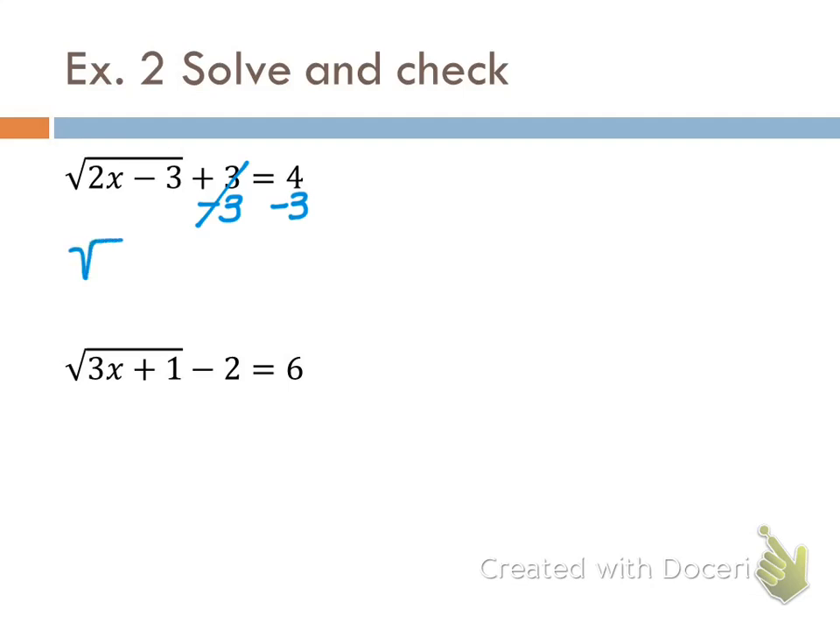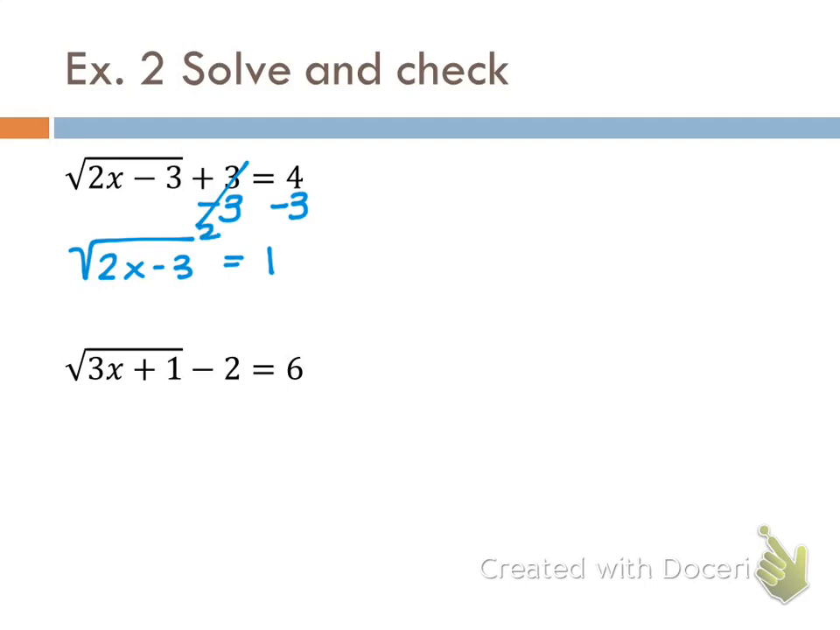Now I have the square root of 2x minus 3 is equal to, what's 4 minus 3? 1. Now, here's the thing. In my first step, I cannot just automatically square it. You've got to move everything that's on the same side as the radical sign to the other side before I can square it. So now I can square and get my answer.